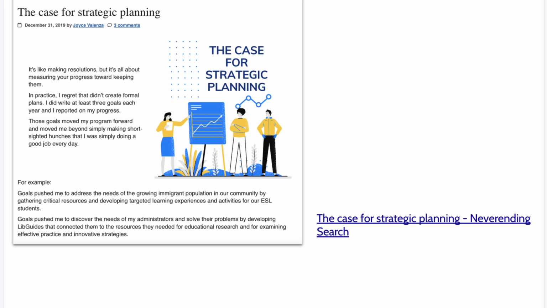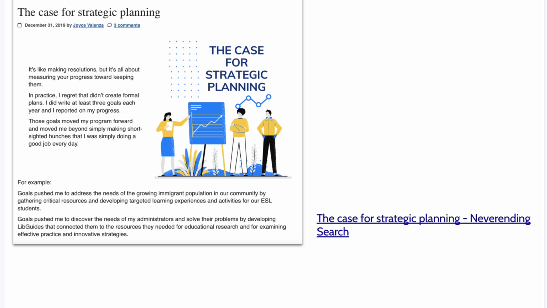So because I wrote this at the end of December, I framed it like this. It's about making resolutions, measuring your progress toward keeping them. In practice, I regret that I didn't create formal plans, although I did write at least 3 goals each year and I reported on my progress. These goals moved my program forward and moved me beyond simply acting on short-sighted hunches and believing that I did a good enough job every day.